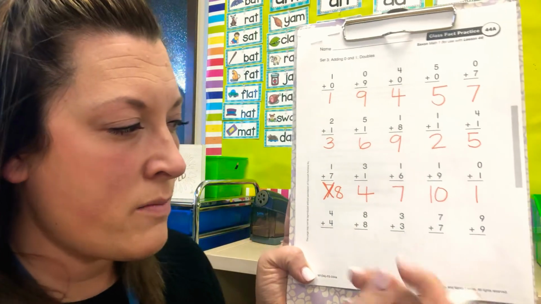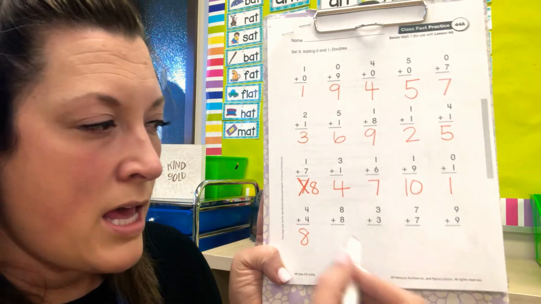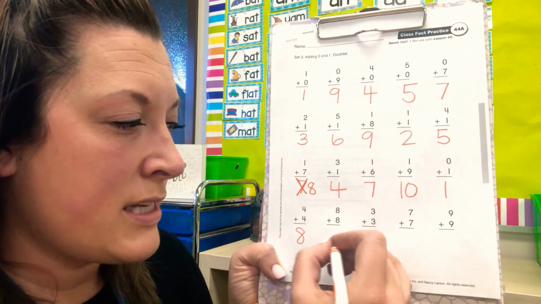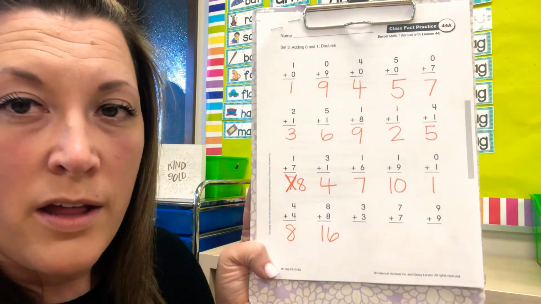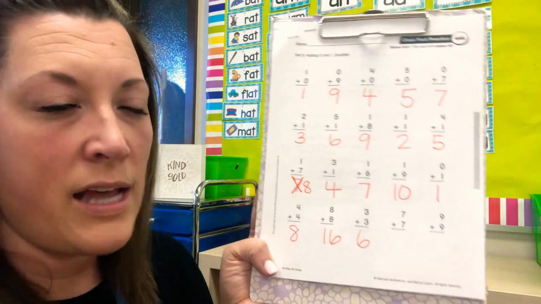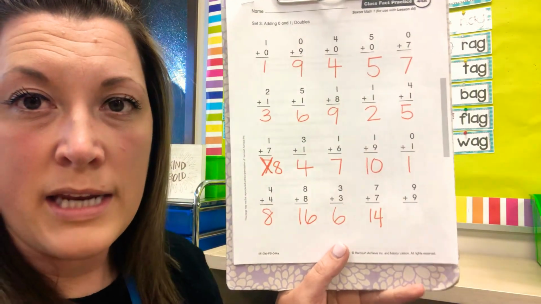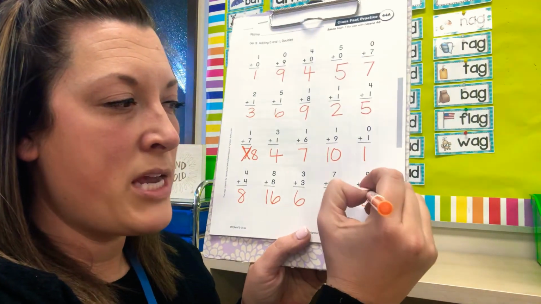Okay, doubles on the bottom. Ready? 4 plus 4 equals 8. That's great. 8 plus 8 equals 16. That's keen. 3 plus 3 equals 6. Kicks. 7 plus 7 equals 14. Lean. 9 plus 9 equals 18. Jelly bean.